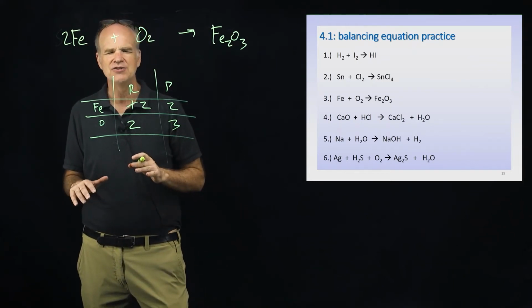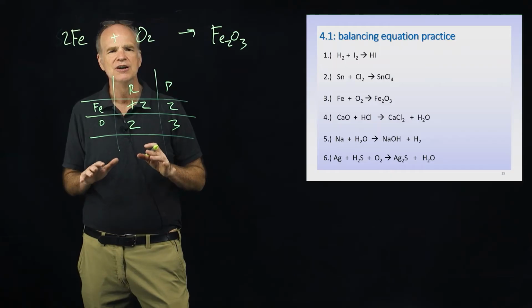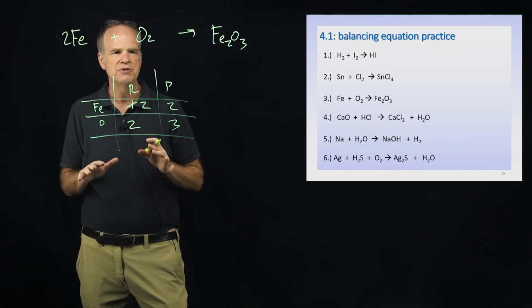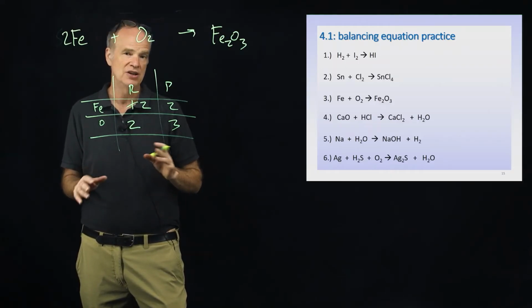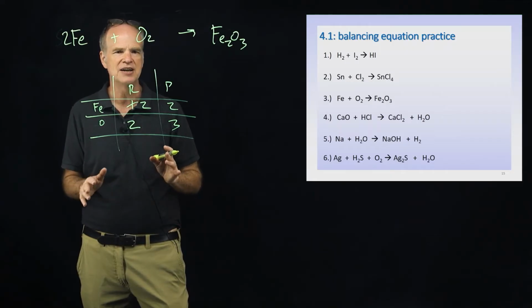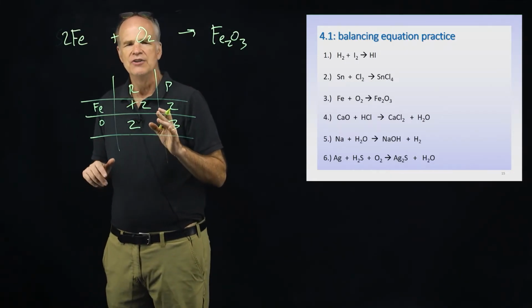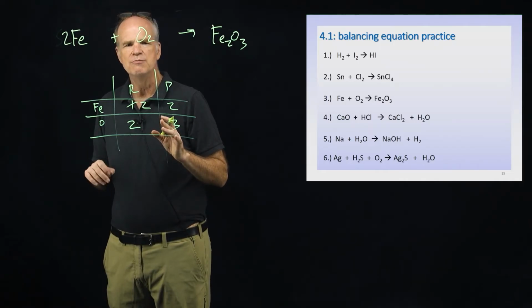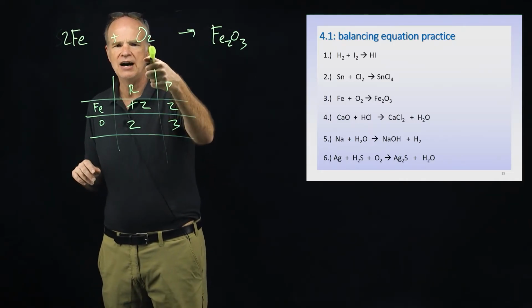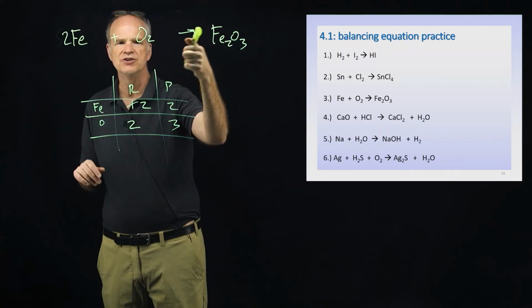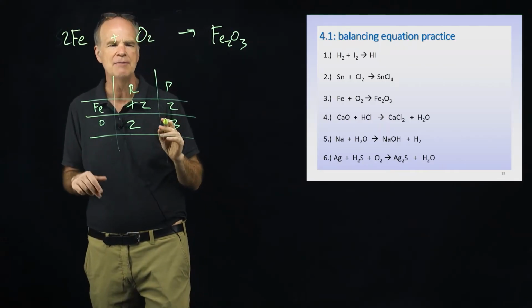So what I'm going to try to do is maybe think of a small number that both 2 and 3 go into evenly, the least common multiple. So the one I can think of is 6. So that may help us balance the equation. Maybe what we should do is multiply this subscript by some number to give us 6. And let's see what happens there.